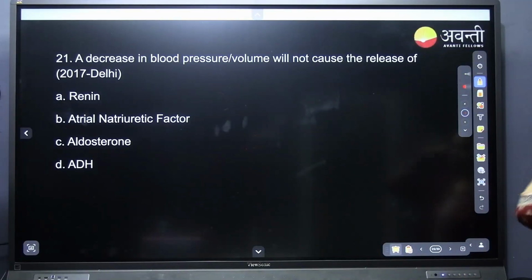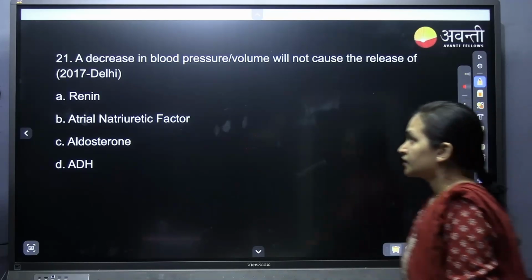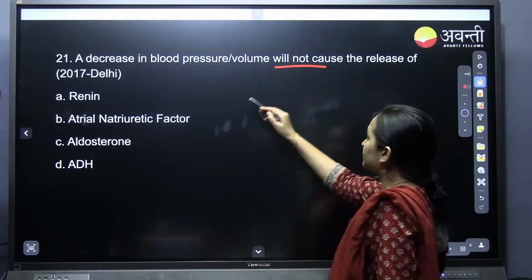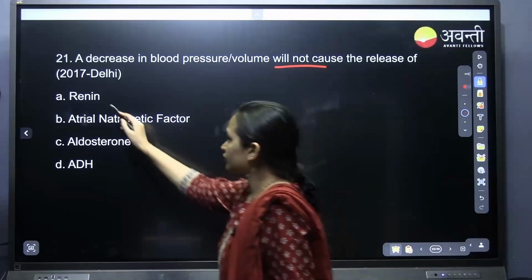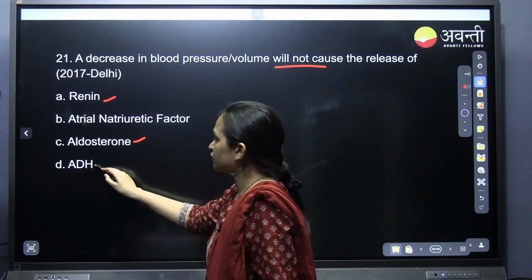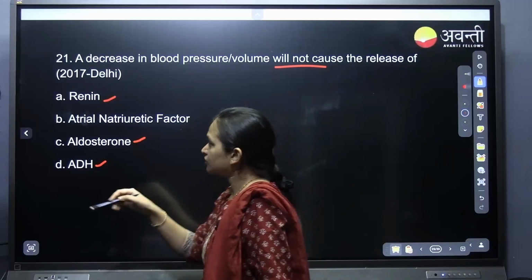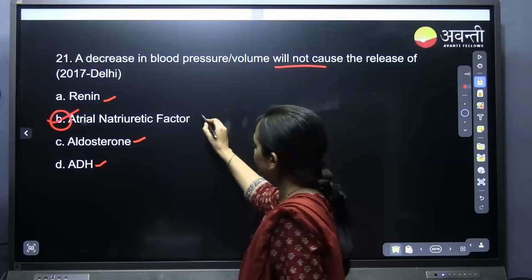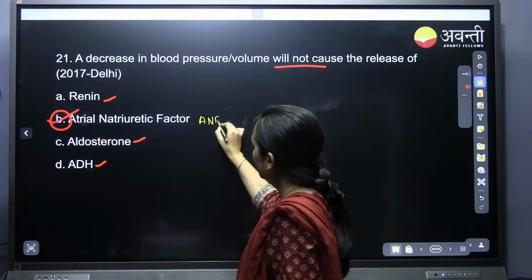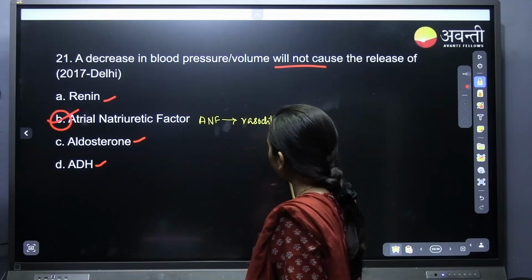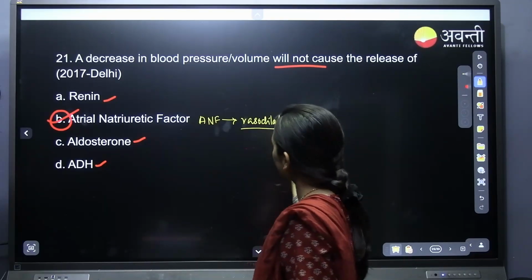Decrease in the blood pressure or blood volume will cause the release of renin, will cause the release of aldosterone, will cause the release of ADH, but will not cause the release of atrial natriuretic factor, otherwise we call it ANF. It itself is a vasodilator. This is the 100th time I am telling you this.